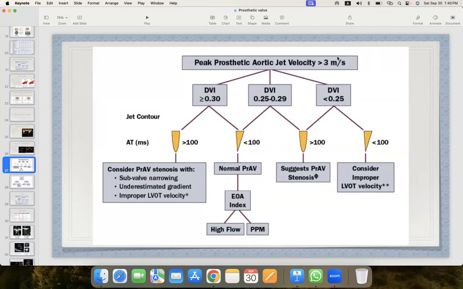First, if the velocity is less than 3 meter per second, we can say that this is normal. Unless, of course, the patient has severe LV systolic dysfunction and has a low flow, low gradient, that will be a different story. But if the patient has normal LV systolic function and the velocity less than 3 meter per second, you can say that this is normal and you don't need to go through this. But if it's more than 3 meter per second, then you need to calculate the dimensionless velocity index.